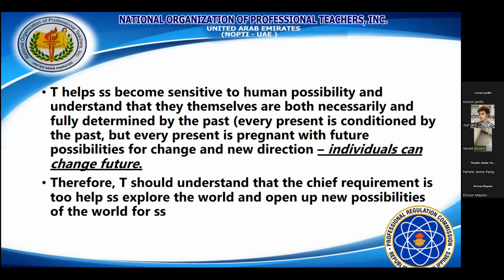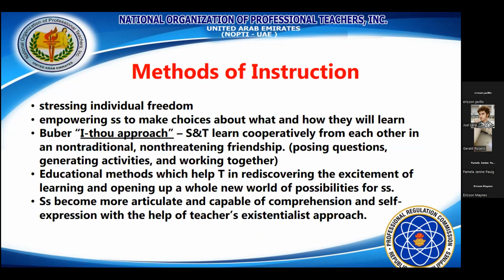So exploring the world and opening up new possibilities of the world, that is the role of the teacher in an existentialist school. Methods of instruction. Ano ang kakaiba dito? Almost same din. Student and teacher learn cooperatively from each other in a non-traditional, non-threatening friendship.